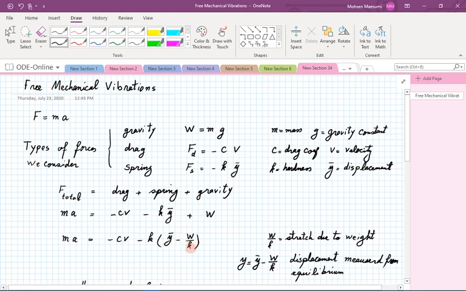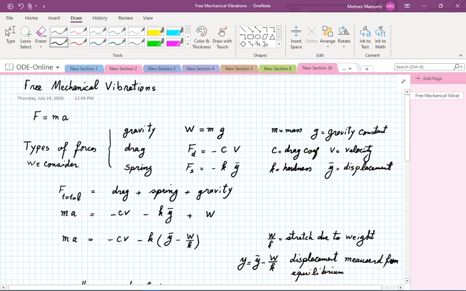Now what is w over k? This is the weight divided by the spring constant. So w over k is going to be the stretch due to the weight itself. So I'm going to go ahead and take y bar minus w over k as my new y. That's going to be displacement measured from the equilibrium.